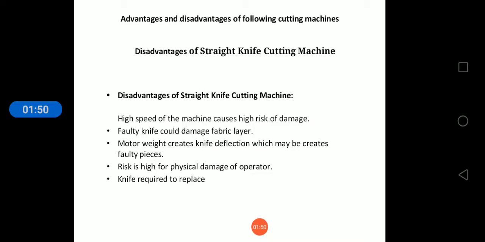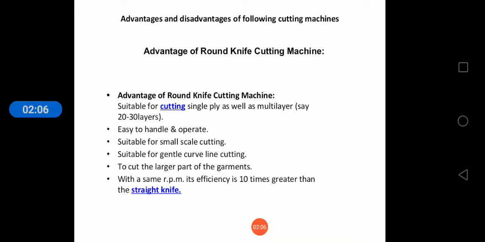Very high speed machines can cause a high risk of damage, and a faulty knife can damage the fabric. Motor weight creates knife deflection due to the difficulties of the up and down motions. The risk of physical damage is very high, and the knife needs to be replaced.